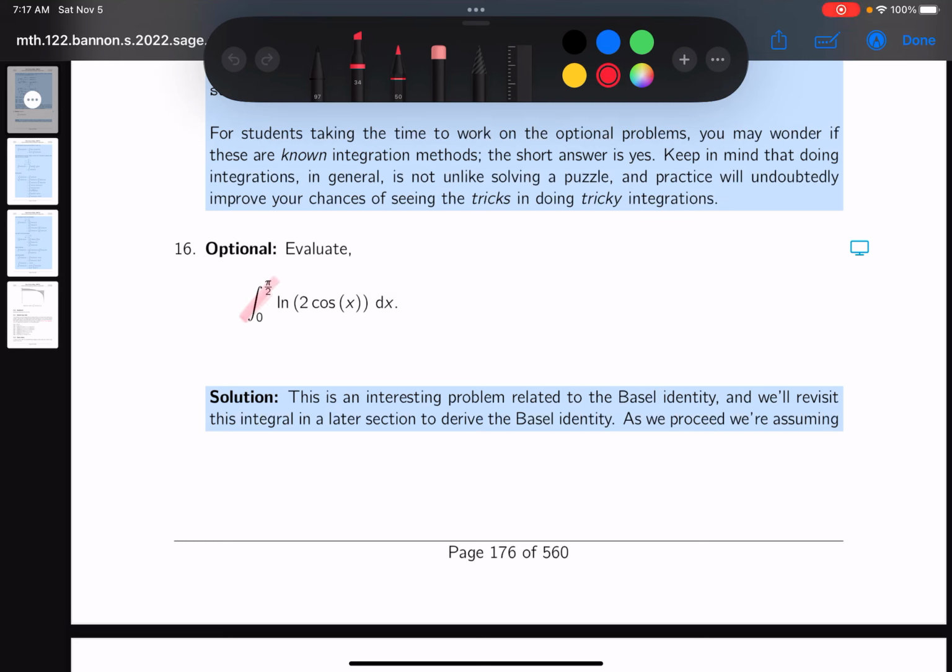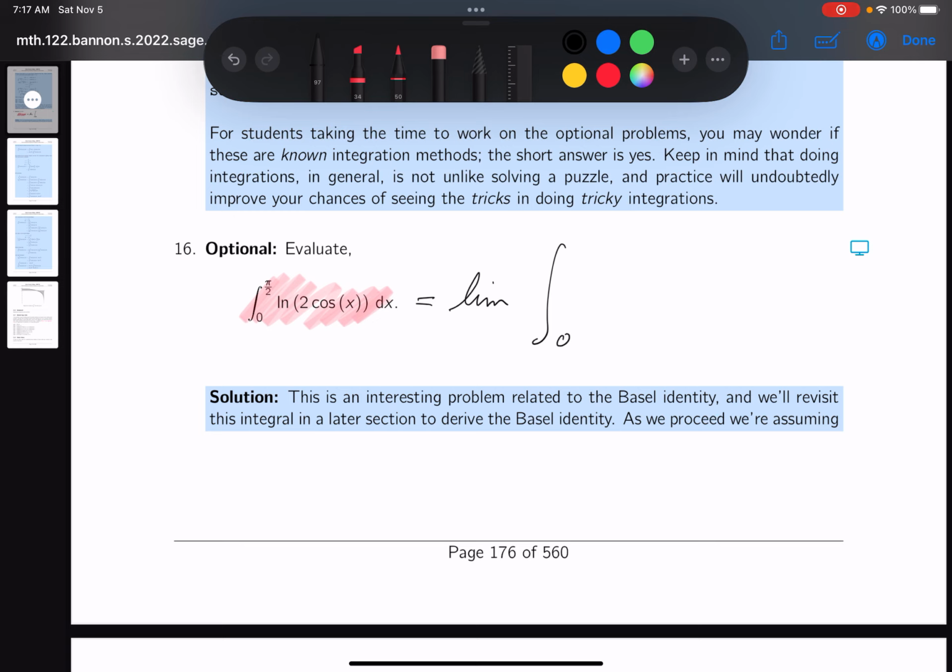Okay, so we're given a difficult integral to evaluate, and it's improper. If you were to rewrite this as an improper integral, you'd have to do it with a limit. At 0 is not a problem because the cosine of 0 is 1. And then the cosine remains positive until it hits pi over 2, and then it becomes 0, and the natural log of 0 goes off to minus infinity.